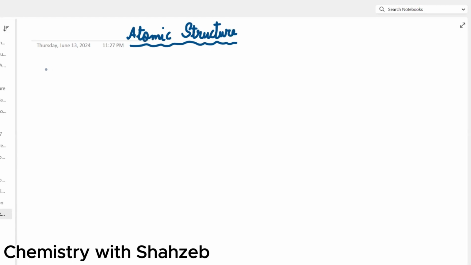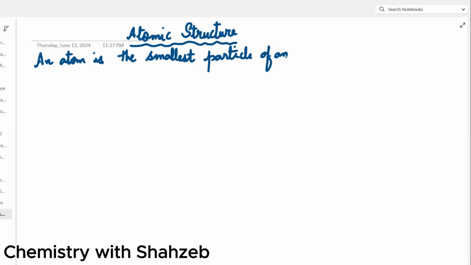So today our topic of discussion is basically atomic structure. So an atom, what is an atom? An atom is the smallest particle of an element that can be seen with an electron microscope and that cannot be seen with the naked eye. So this is basically the structure of an atom.